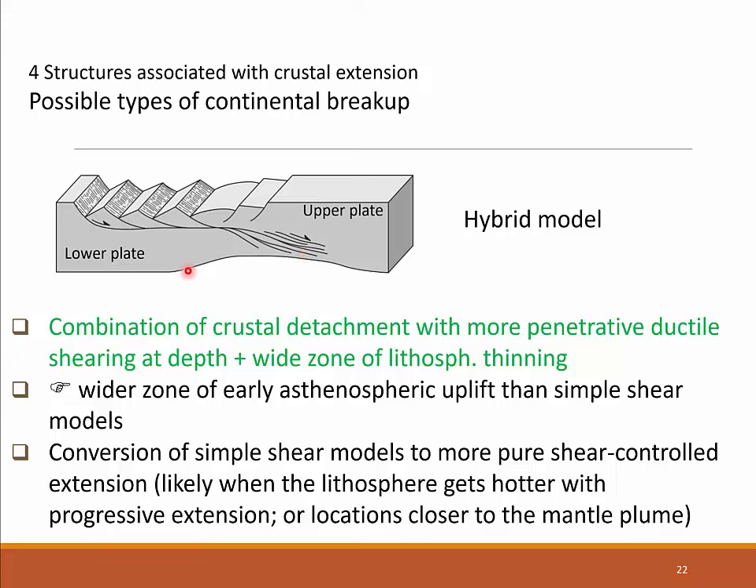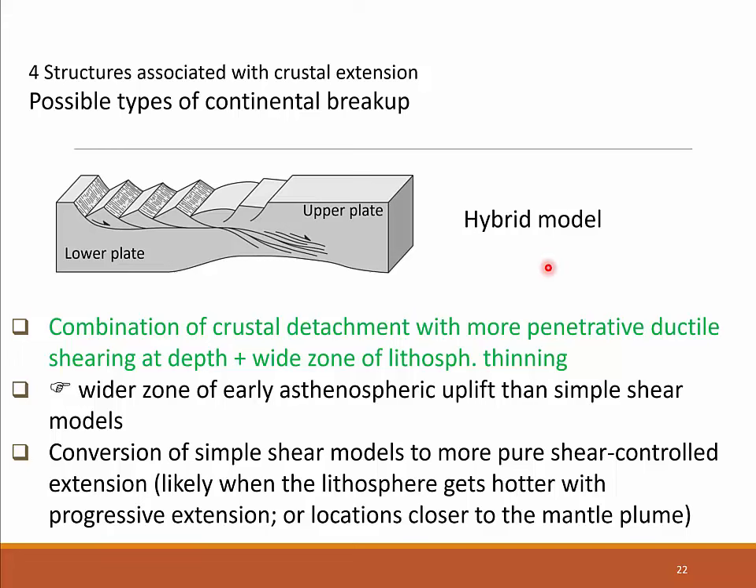We also find a wider area of mantle upwelling in this region and accordingly a wider area of asthenospheric heat input. We might find hybrid models in areas where an earlier simple shear model grades and starts to become a pure shear model, and that essentially depends on the rate and the magnitude of heat input into the continental crust.